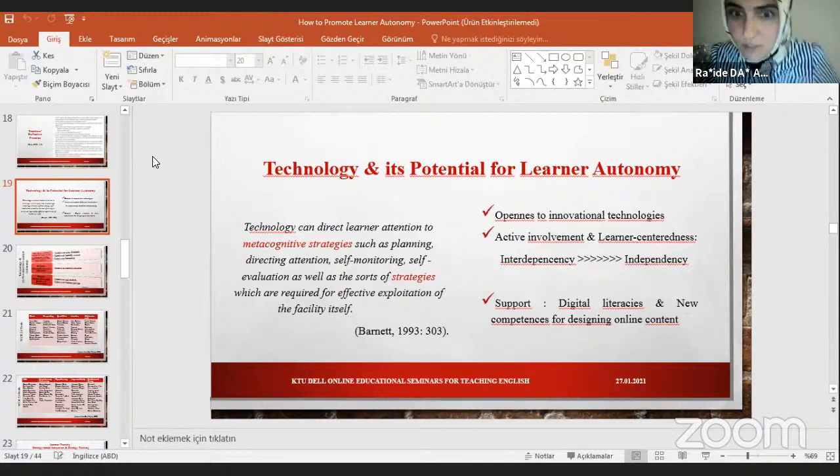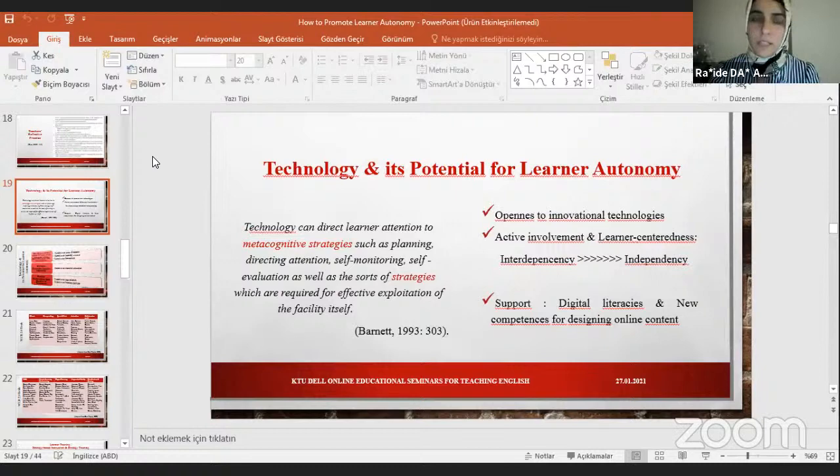Here, you can help your learners to go from dependency to interdependency and independency. That means you can help your learners to make use of technology on their own, independently, so as to proceed in their own learning process.